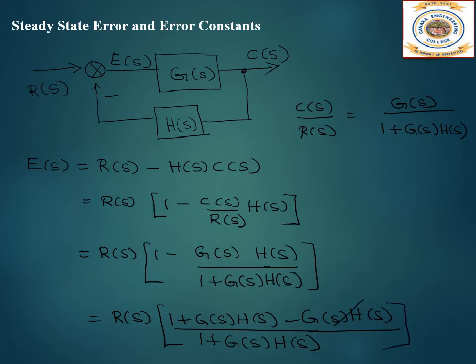So this you can cancel out. Here what will remain? R of s by 1 plus G of s H of s will remain. So E of s will be R of s divided by 1 plus G of s H of s.